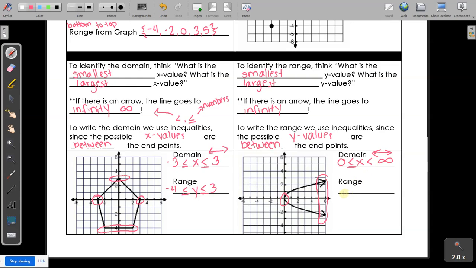Now the range. How far down to how far up? The smallest value is at an arrow, and that means infinity. So let's put our y and our inequalities. We have infinity, but it's at the bottom, so that's a negative infinity. And how high up we go is another infinity, which is a positive infinity. So our y values are in between negative infinity and infinity.